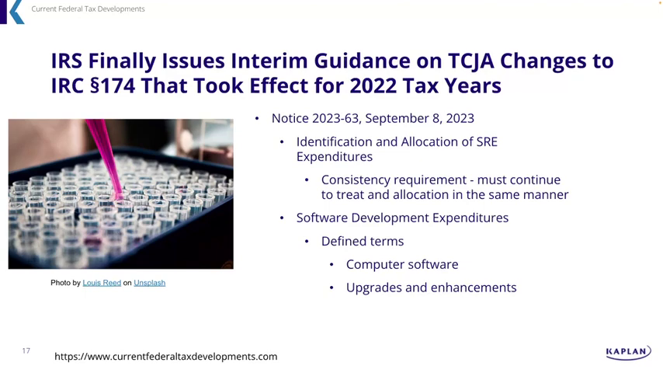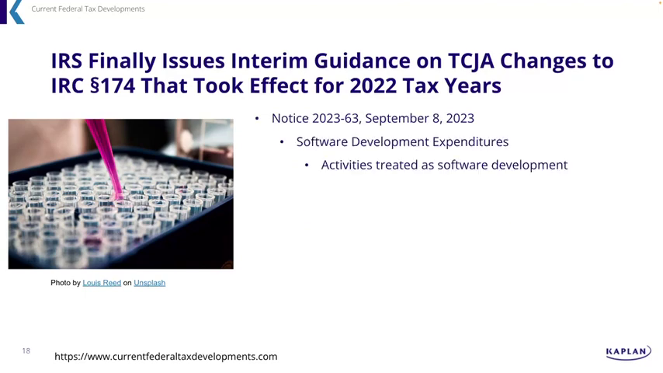Now, certain activities are listed as being treated as software development. That includes planning the development of computer software or the upgrades or enhancements of such software, including identification and documentation of requirements, designing the computer software or the upgrades to such software, building a model of the software or the upgrades or enhancements of such software, writing the source code and converting it to machine-readable code, compiling. That's all that fun stuff.